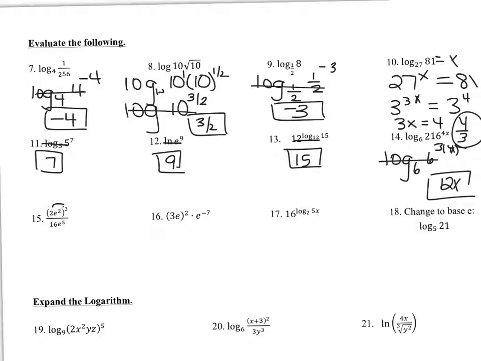So for the next one, I've got to distribute that cubed in. So 2 cubed is 8. And then I have e to the 6th power over 16e to the 5th power. 8 over 16 simplifies to 1/2. And my e's, the bigger e is on the top. And I'm done. I really don't need that 1 there either.